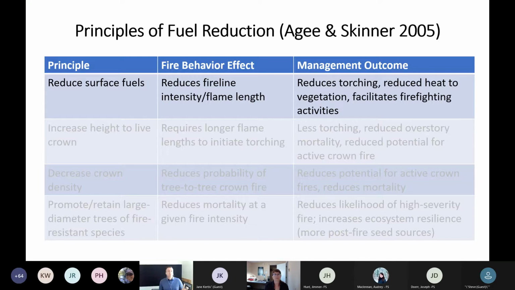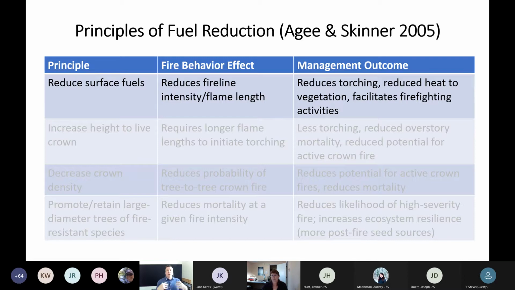So the first basic principle of fuel reduction is to reduce surface fuels. And the idea here is that by reducing surface fuels, you reduce fire line intensities. You reduce how hot the fire is burning as it burns through the fuels that tend to drive primary fire behavior, the surface fuels. And the management outcomes we're trying to achieve by reducing surface fuels are basically to reduce the amount of heat that vegetation is experiencing, so that increases the likelihood of tree survival or decreases the likelihood of mortality. Reduce the potential for torching.